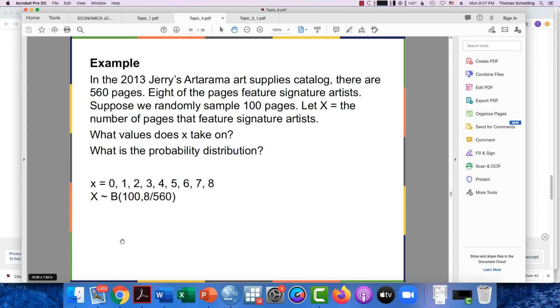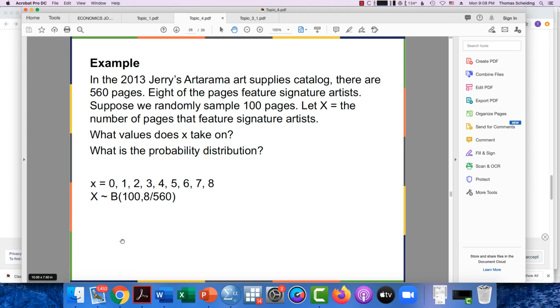So, if we have an art supply catalog that has 560 pages and 8 of the pages have signature artist. Now, let's say that I take a random sample of 100 pages. How many of those pages are going to have signature artists on it? So what value will the x take on? That would be 0 to 8. Either I have 0 pages, 1 page, 2 pages, all with these signature artists.